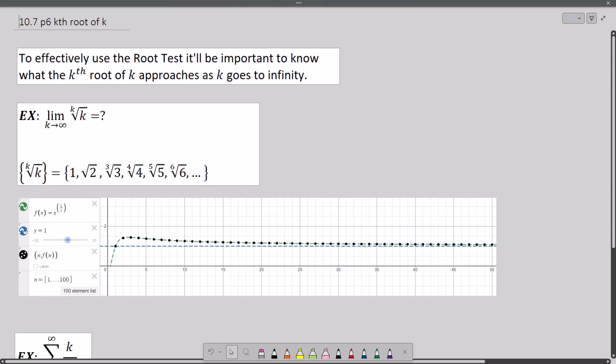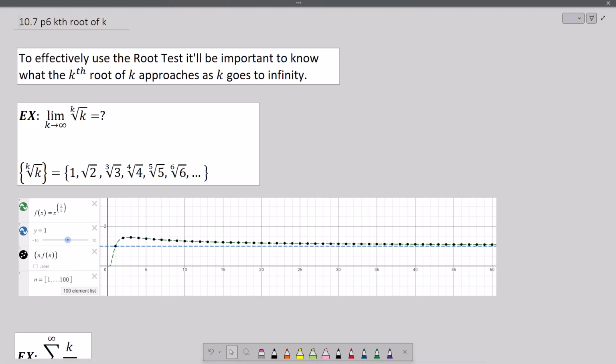What do you think we would use to show this? How could we prove it? Okay, we see a graph. It looks like it's converging to 1, but how would we prove that that limit is 1?